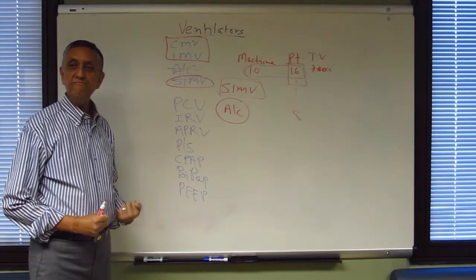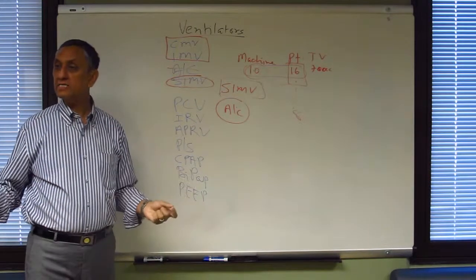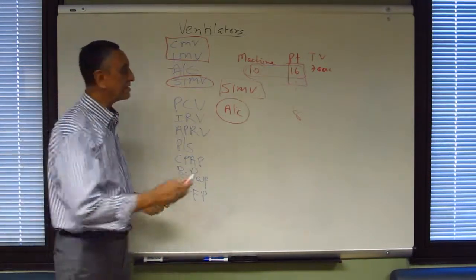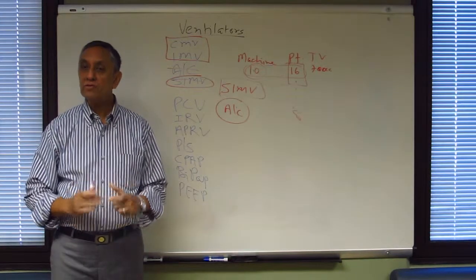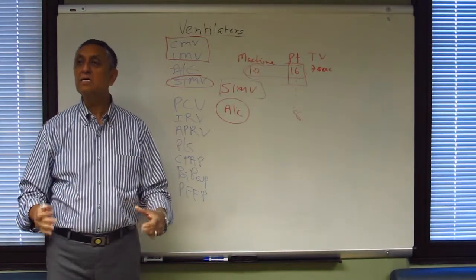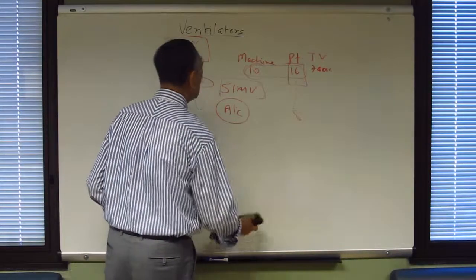Clear enough? Okay. So if the patient is breathing under 10, then basically there is no difference between SIMV and assist control. They are going to get a total of 10 breaths worth 700 cc of tidal volume. All right.